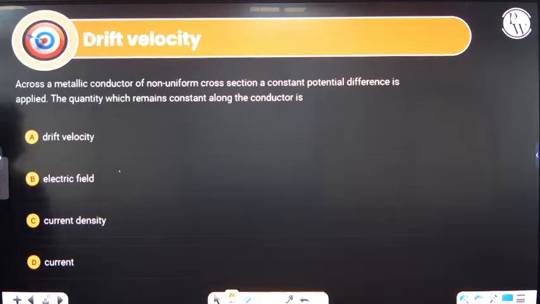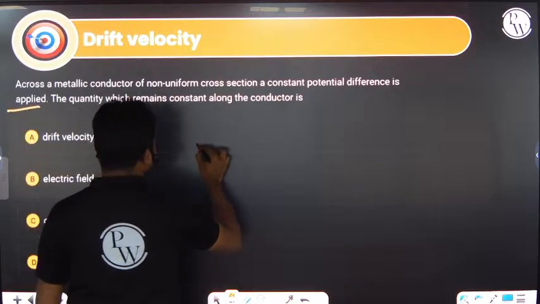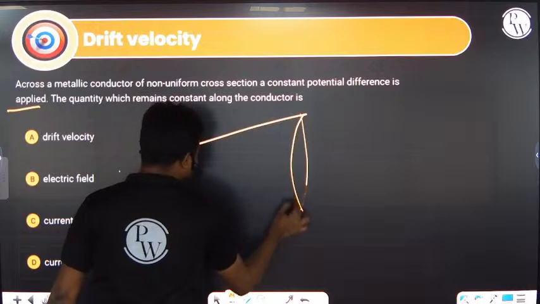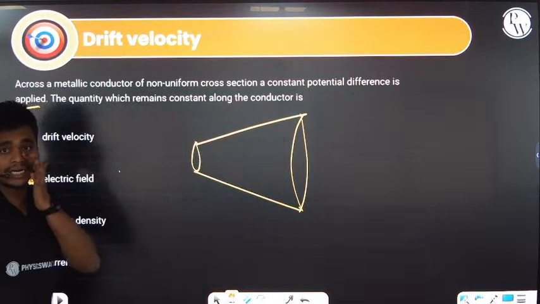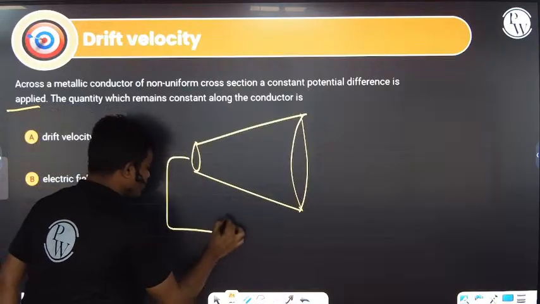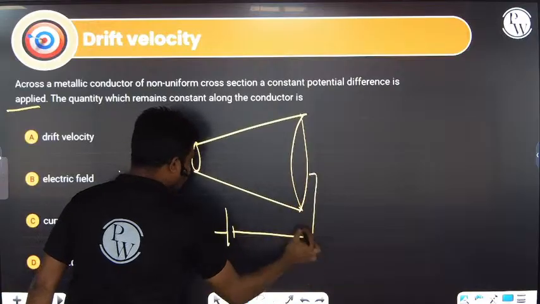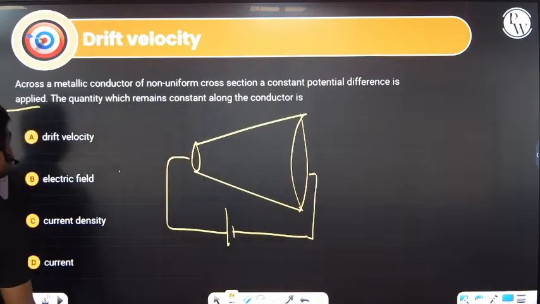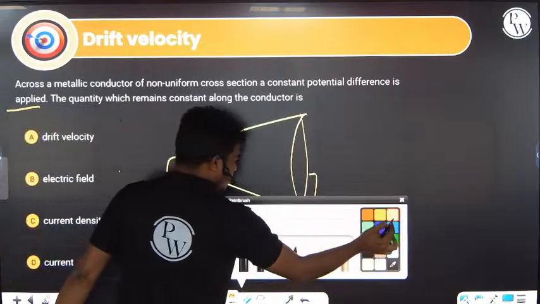Next we have a question on drift velocity. Across a metallic conductor of non-uniform cross section, a constant potential difference is applied. The quantity which remains constant along the conductor will be given by. This is a very good question. Here we have a metallic conductor, connected to a battery like this, having the potential difference V. The quantity which remains constant along the conductor is what they are asking.